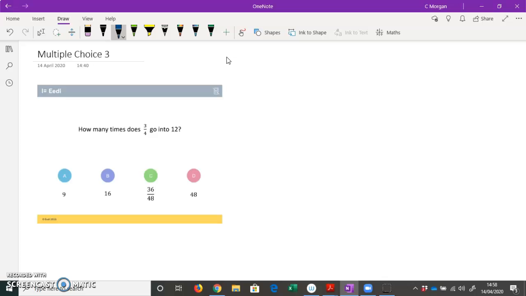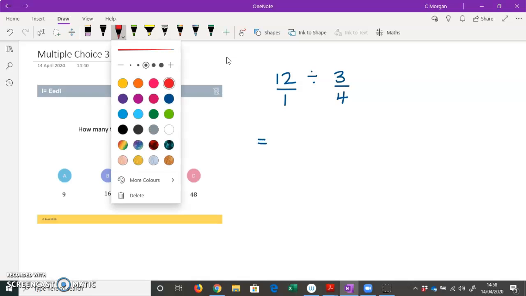I've got one more for you to try, and that's number 3, which is there. How many times does 3/4 go into 12? Please choose A, B, C or D. Pause. Then I'm going to go through the answers. Well, this is the same question as 12 divided by 3/4. It means the same thing. How many 3/4 go into 12? So 12 divided by 1 divided by 3/4. You notice I've put the 12 divided by 1 before I start doing my multiplication, and that's fine as well.